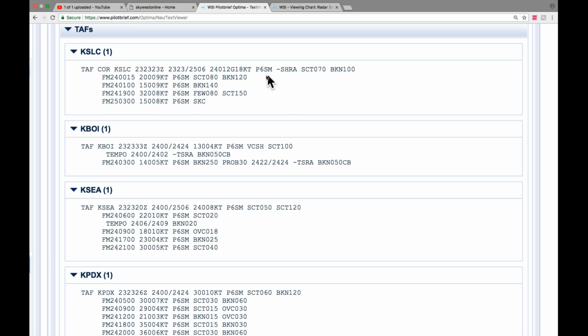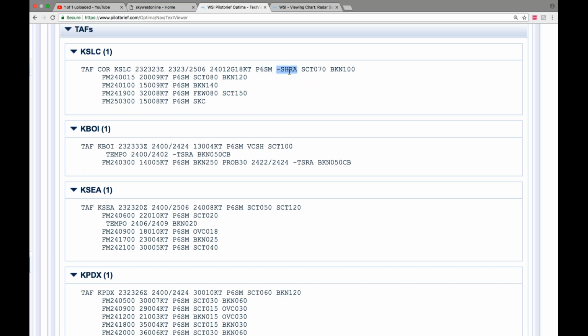The P here stands for greater than. Okay, plus, greater than, whatever you want to do to remember that P stands for greater than or more than. Go for it. But greater than 6 statute miles of visibility. So this is our visibility. You did really good here.